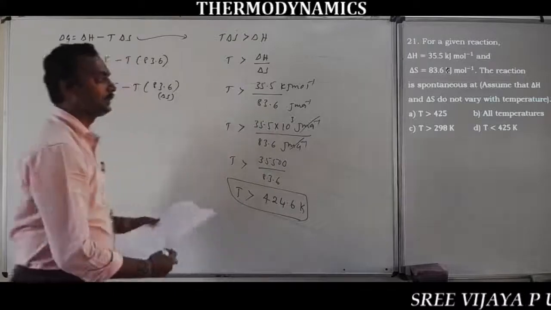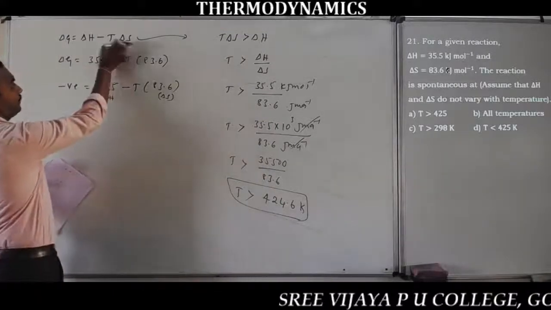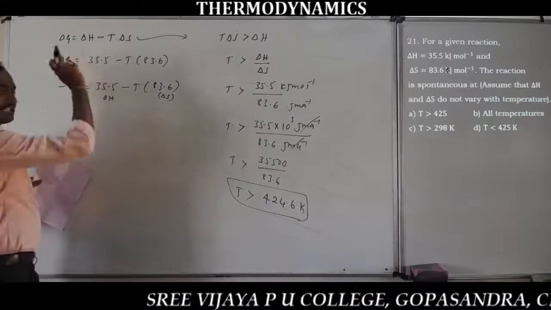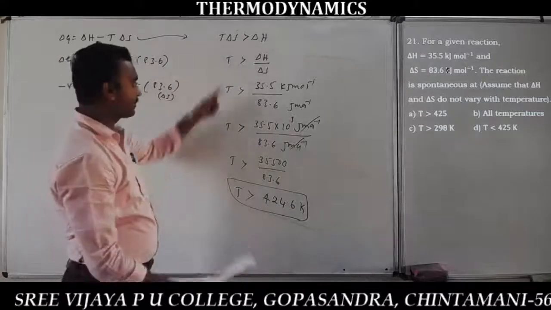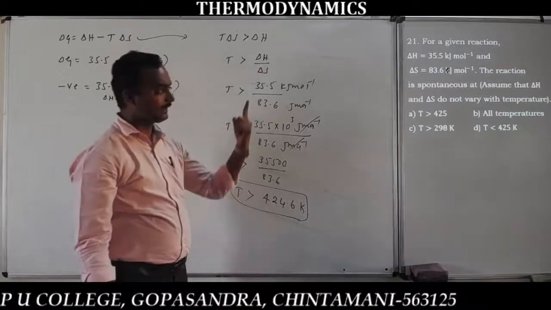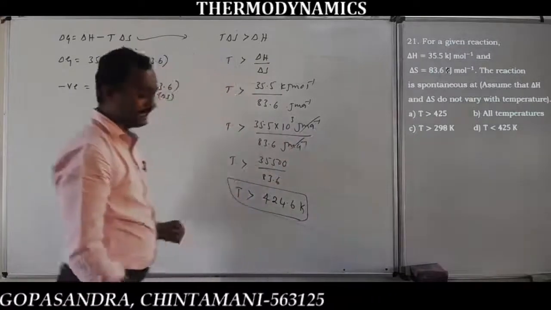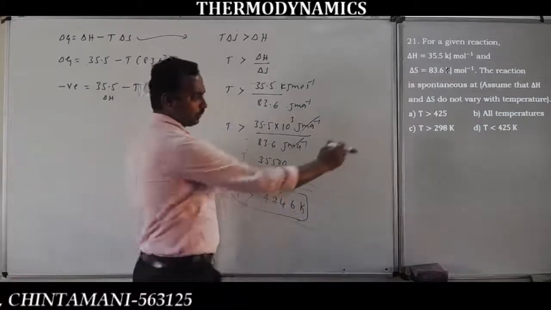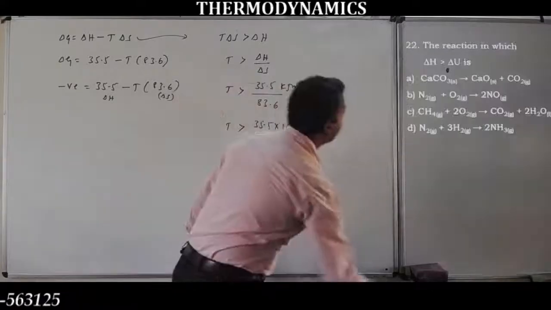Here you should observe one thing. When delta G is negative, this value must be larger than this one, and then because of the negative sign, the resulting delta G becomes negative. So from this, T delta S is greater than delta H. So calculate T: T greater than 424.6, approximately 425, then the reaction becomes spontaneous. Option A is the correct answer.